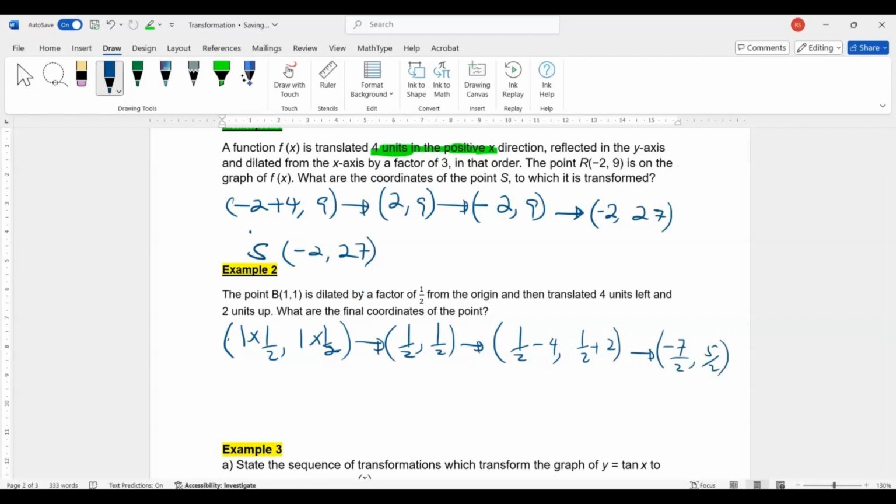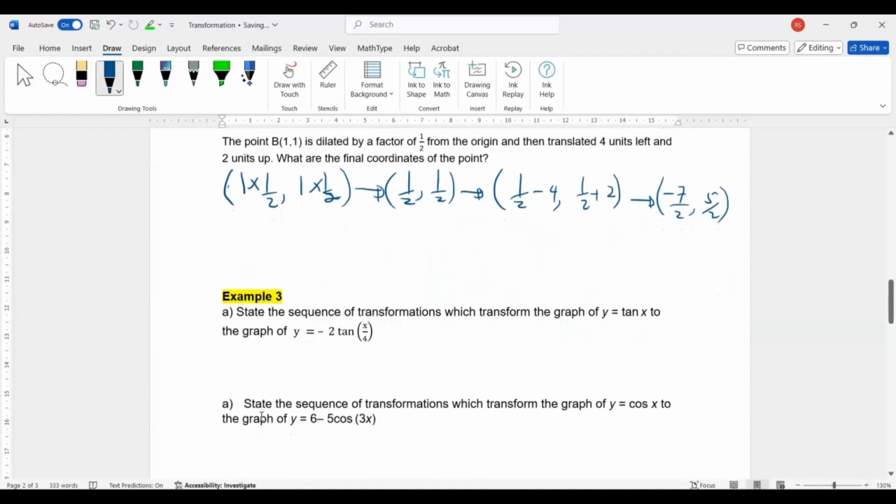Alright. Okay, so let's have a look at the scenario whereby we have to explain what's going on now. Now we have a function: state the sequence of transformations which transform the graph y equals tan x to the graph y equals negative 2 tan x over 4. So now we have to explain how we got to that. That is going to be a dilation factor of 2 from the x-axis and a reflection on the x-axis.